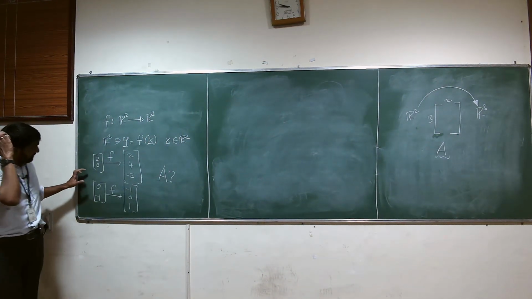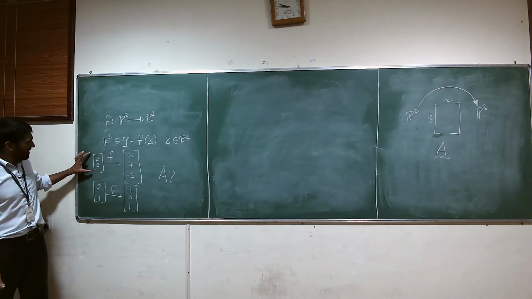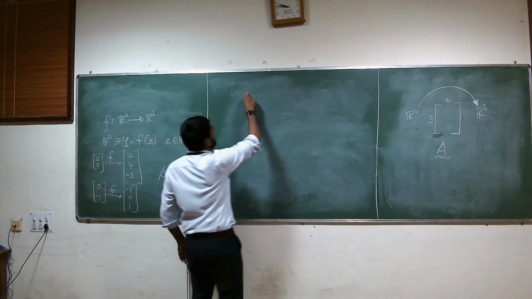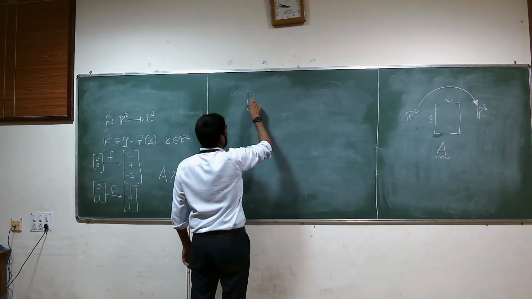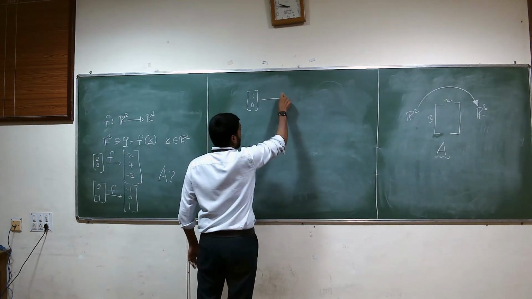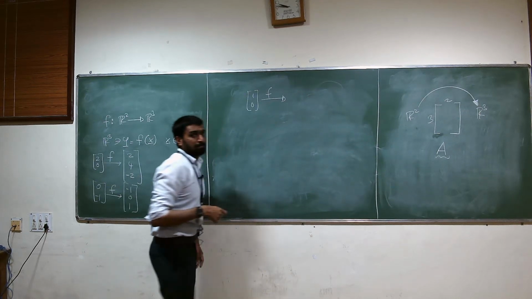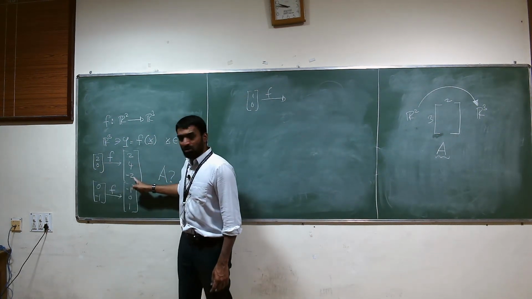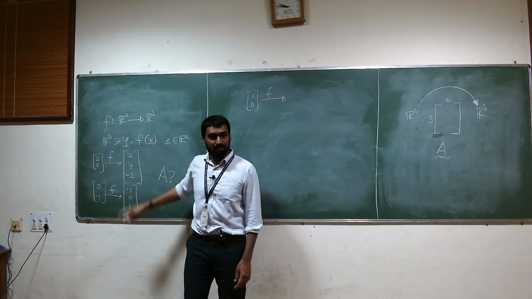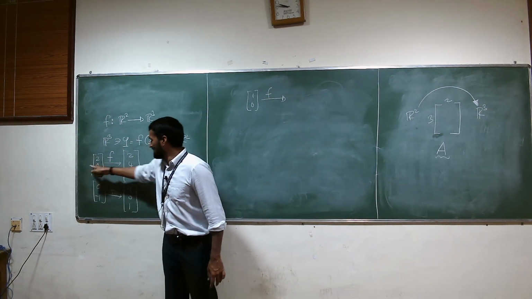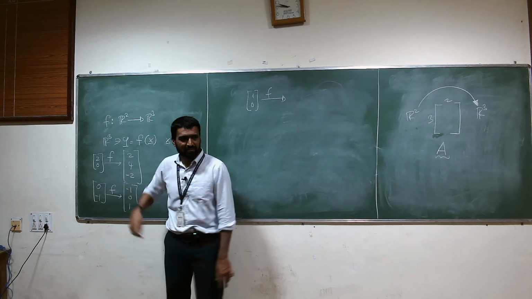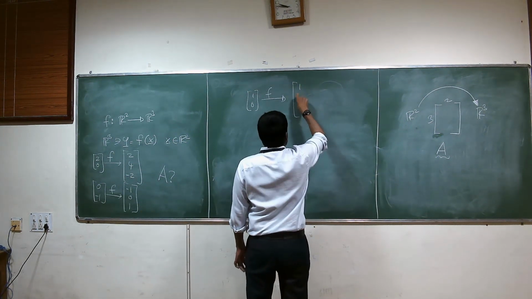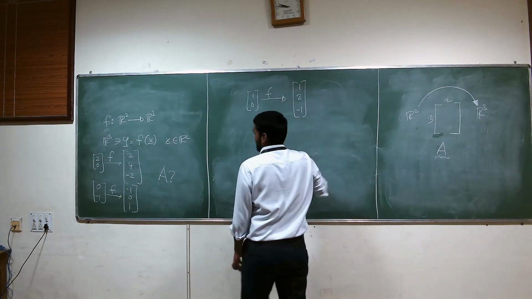Okay, see the clues here. If 2, 0 gives me 2, 4, minus 2, what would 1, 0 give me? Because I know f is a linear map. Half times this input should give me half times this output, because f is linear. So I would get 1, 2, minus 1.